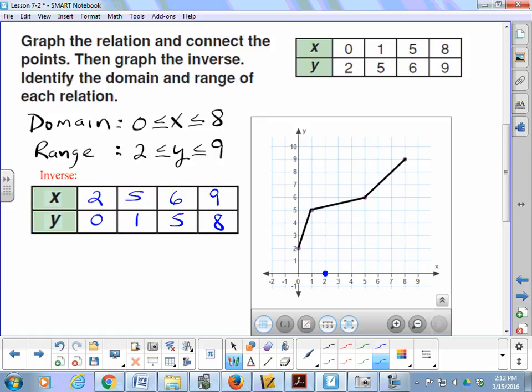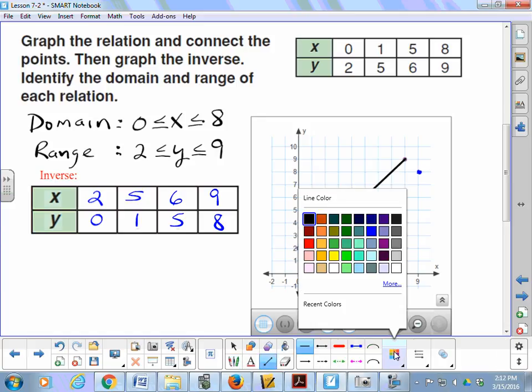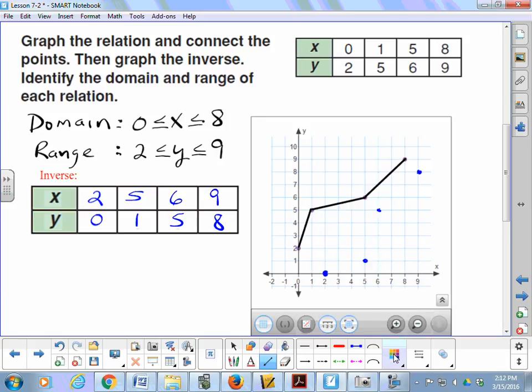And so we'll plot those points. 2, 0, 5, 1, 6, 5, and 9, 8. And then connect them. And so there we've graphed the relation and the inverse.